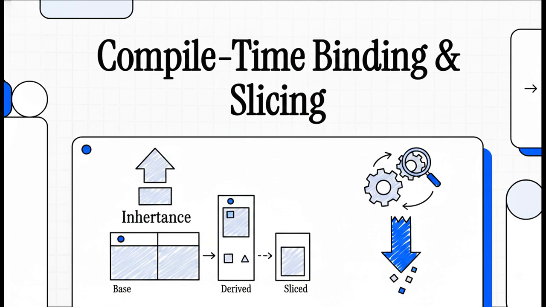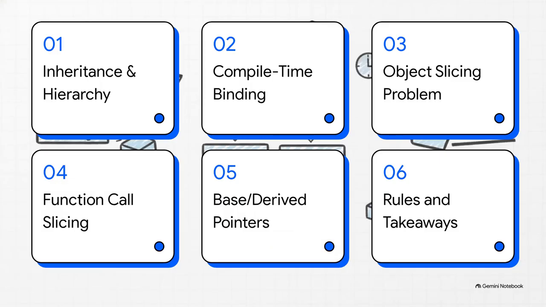Let's get into it. All right, let's run through our agenda real quick so we know where we're headed. First, inheritance and class hierarchy. Second, compile time binding basics. Third, we hit the object slicing problem. Fourth, slicing in function calls. Fifth, base and derived pointers. And finally, number 6, our key rules and takeaways.